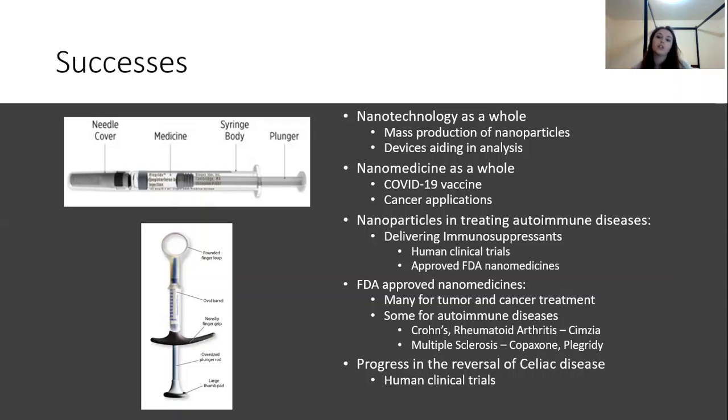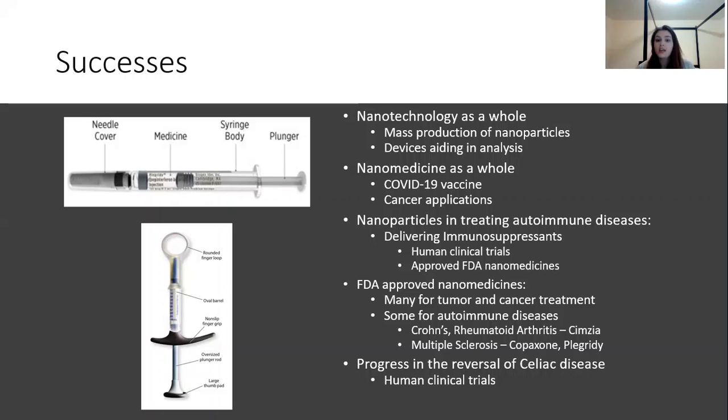So nanoparticles in treating autoimmune diseases is still kind of new. The successes that we have had have been delivering immunosuppressants, what I talked about earlier, and suppressing the immune system response. There are some in human clinical trials, and there are also some FDA-approved nanomedicines, such as Cimzia for Crohn's and rheumatoid arthritis, and Plegridy for MS. And those devices are seen on the left, how they're an injection with this nanomedicine inside.